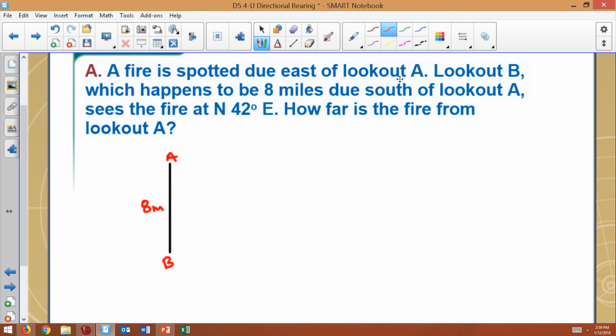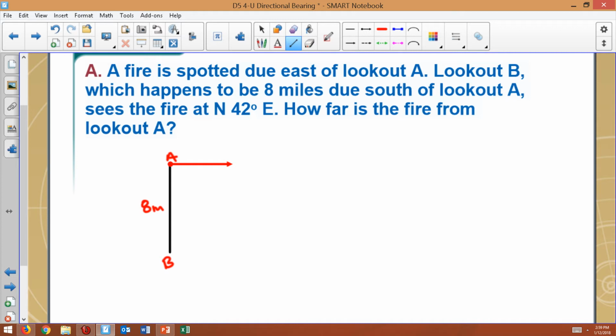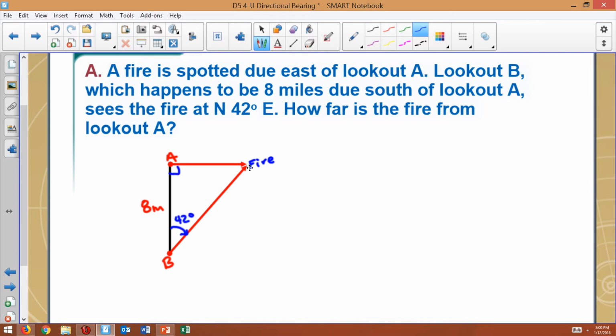A fire is spotted due east of lookout A. So they look out and they see a fire occurring in this direction. And lookout B sees the fire at north 42 degrees east. So starting north, 42 degrees east, here's the fire. This angle, we know, is 42 degrees. This is a right angle, and this happens to be east.